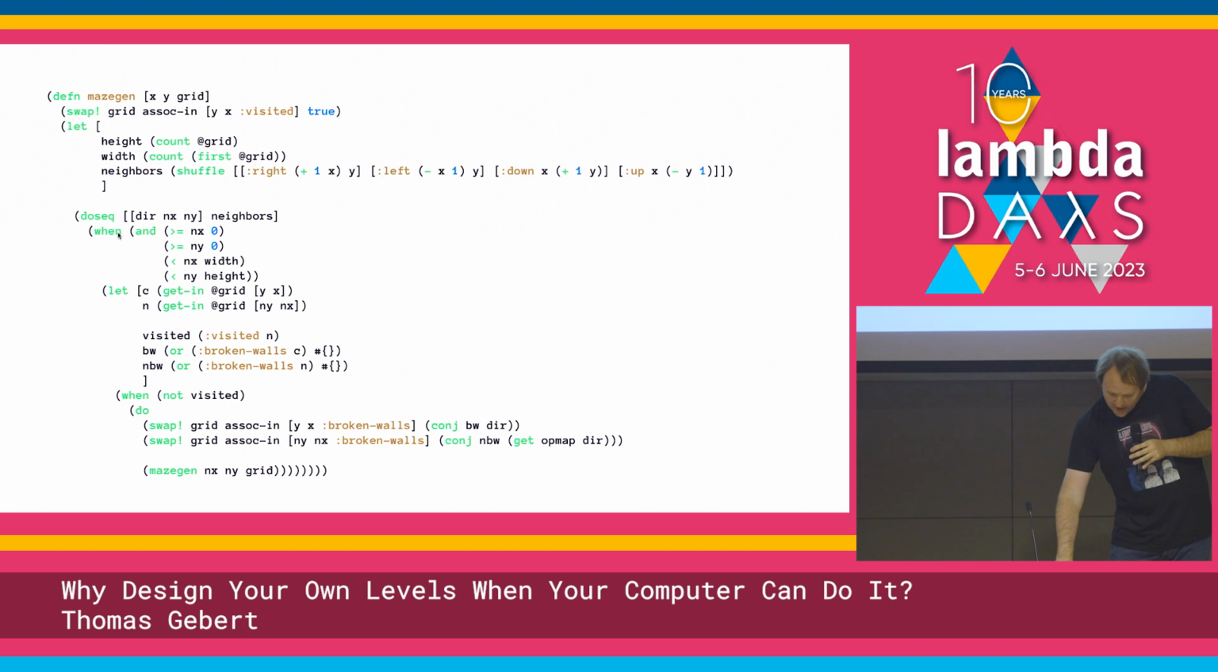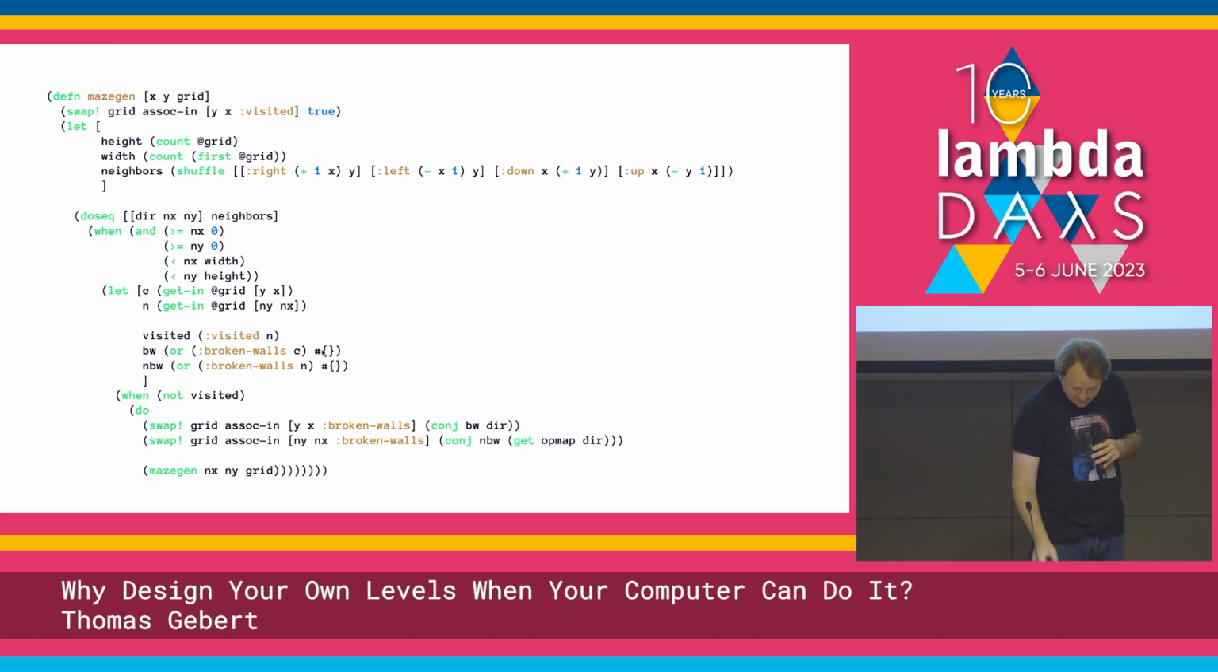Basically, all this does is check to see if the neighbors are legal, if not outside the bounds. And if it is, then check to see if it's been visited. And if it hasn't been, then break down the wall and move the pointer over to that, and just keep doing that until everything's been visited.